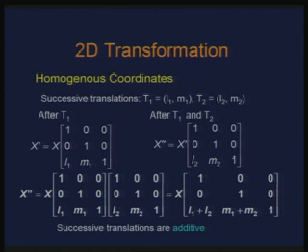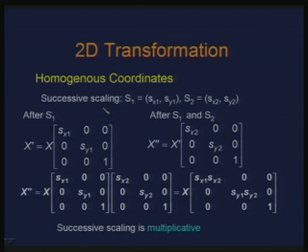Now, let us say if I were to perform successive scaling, just the same thing again. Here the scaling factors are given as Sx1 and Sy1, and for the second scaling I have Sx2 and Sy2. So, I just do the successive application of the transformation for each, and what I see as the resulting transformation has the terms Sx1 multiplied by Sx2 and Sy1 multiplied by Sy2. Therefore, I observe that successive scaling is multiplicative.